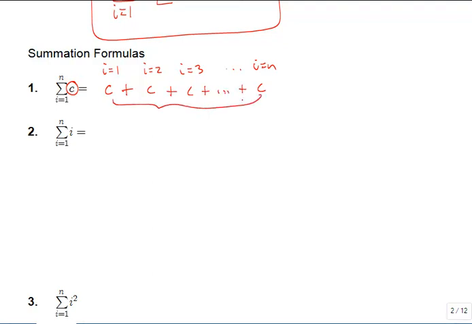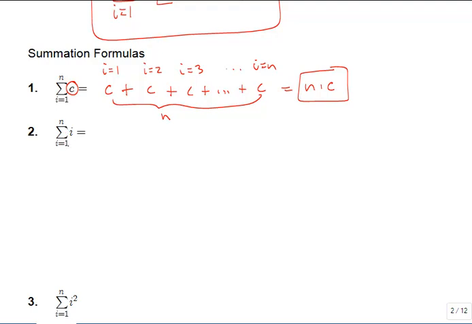So how many of these c's are there? Well, there's going to be n of them because we have n i's. So what do you get when you add c to itself n times? Well, that's just n times c. So here's our formula. The sum of a constant from 1 to n is just that constant times n. Okay? All right, let's try the next one.